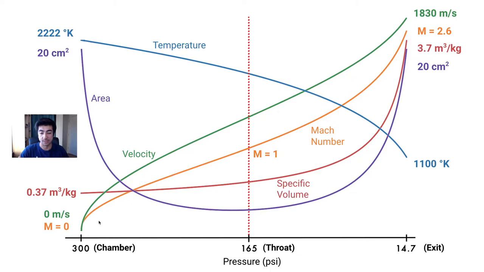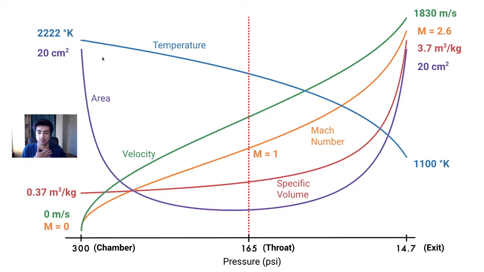But through this expansion process, as we gain kinetic energy, the velocity is going to increase to some very high value, around 1800 meters per second. And alongside that, following a similar curve, is the Mach number. Mach number is going to start at zero. And remember, we get Mach equals one at the throat. Then as it continues to expand in the diverging section, we get a further increase in Mach number up to a maximum value of 2.6 at the exit for an ideally expanded nozzle. The reason these curves are similar but not exact is because the Mach number is a function of temperature, so temperature has some input into the Mach number, whereas the velocity is just an independent number.